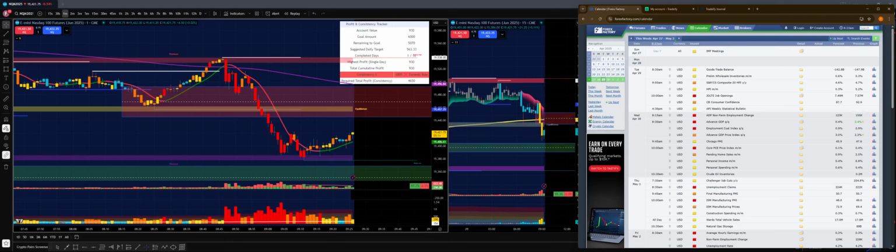You could do a lot. You could trade off of your cell phone. You could execute these trades right now on TradingView off your cell phone, which is amazing. So you could be anywhere in the world and executing trades off of your cell phone, which is a beautiful thing.